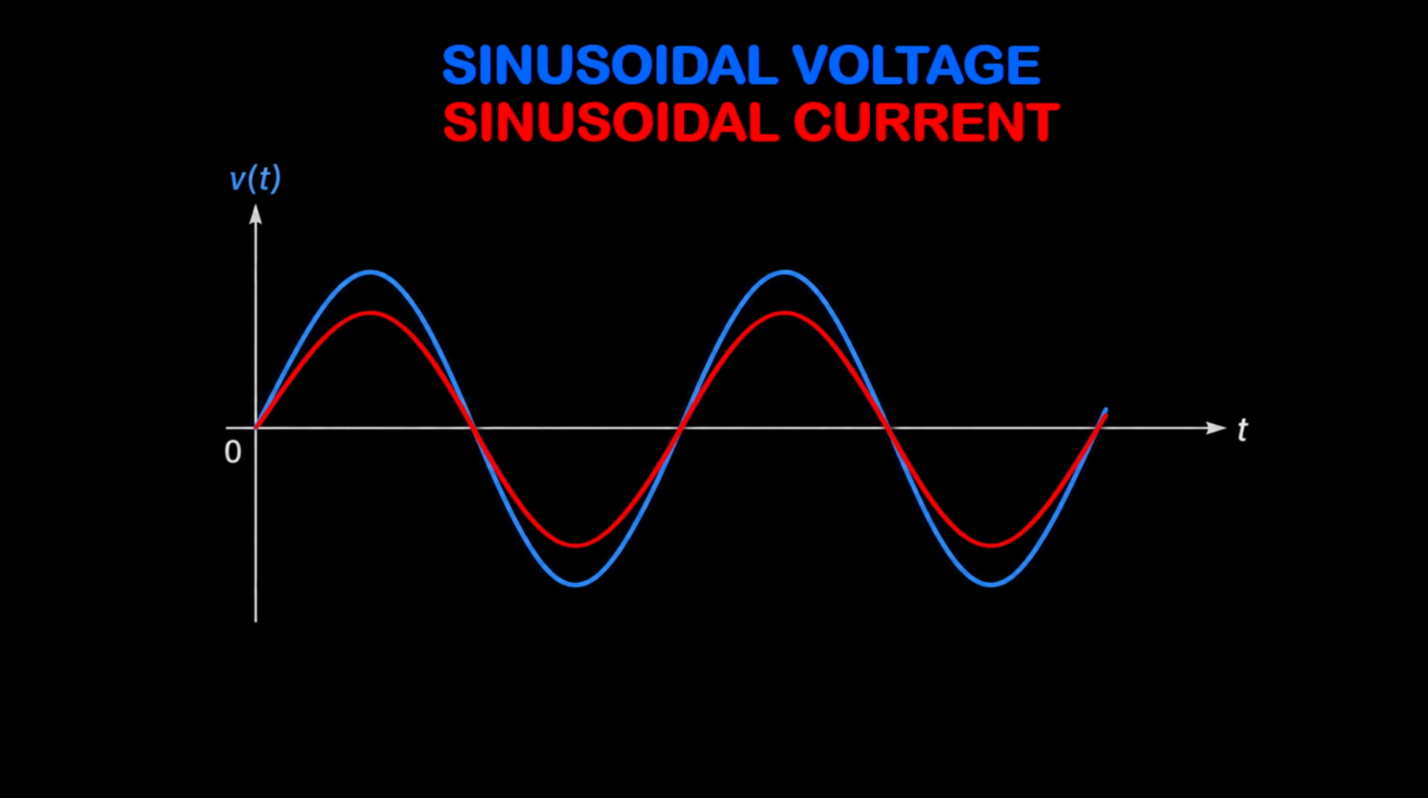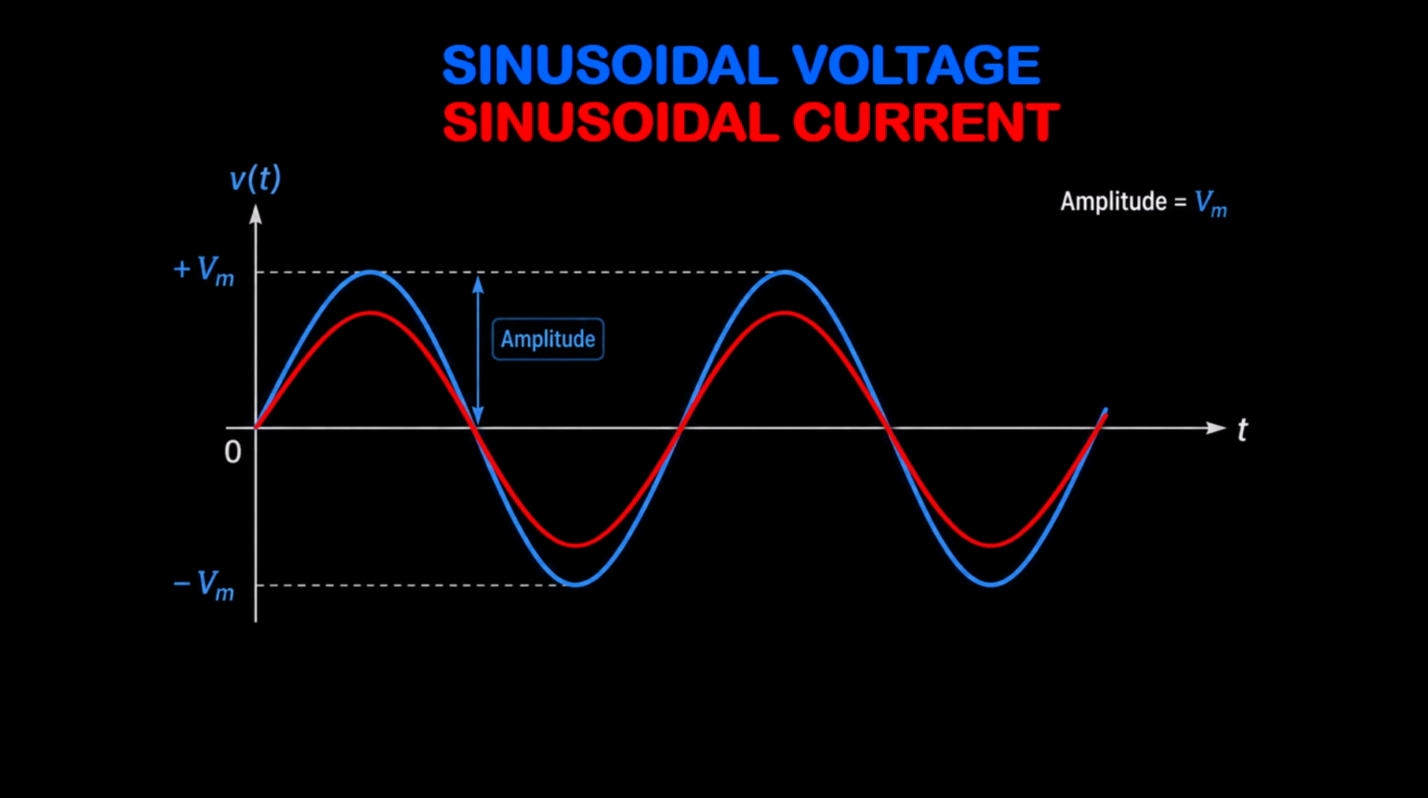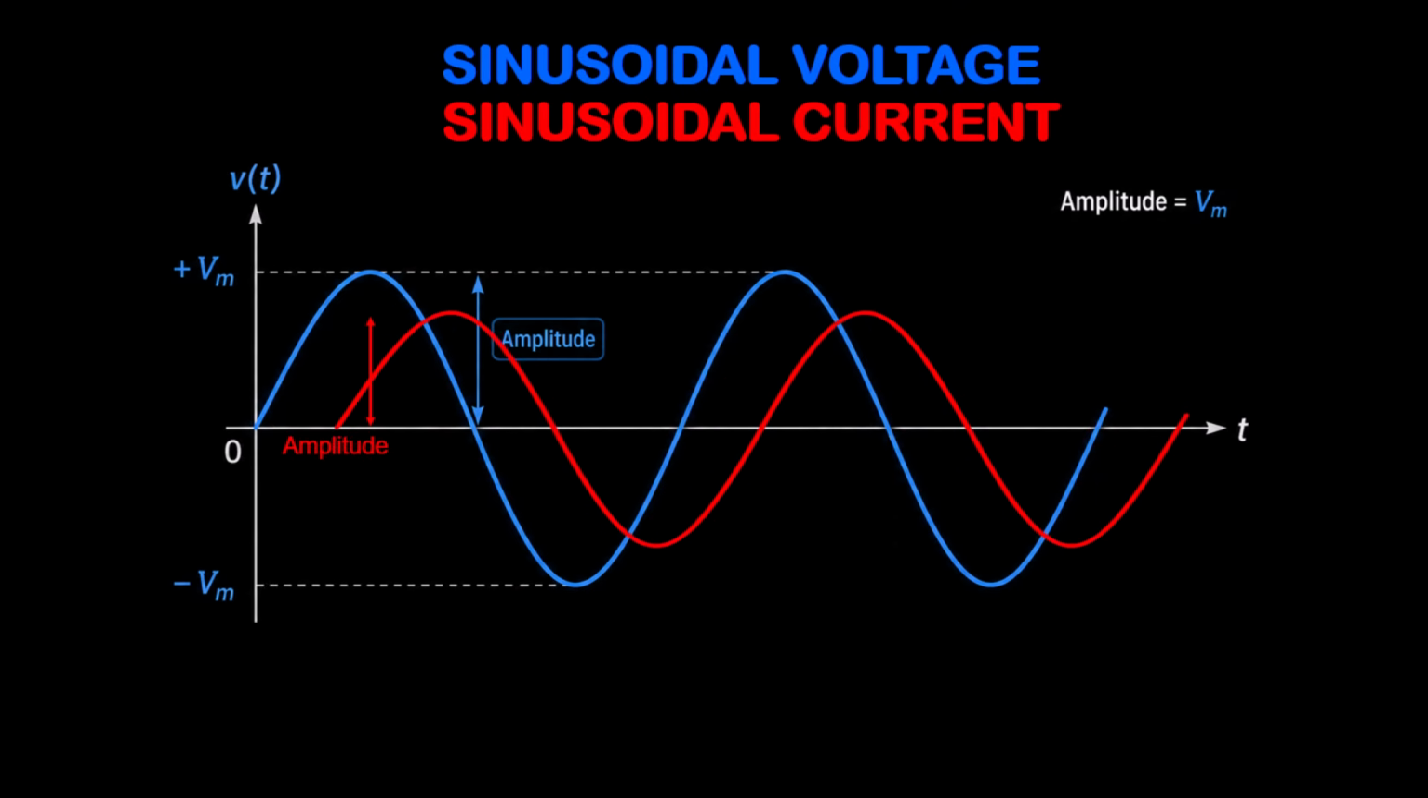Why this happens is an interesting topic by itself, and I'll explain it in another video. For now, let's simply accept this fact and focus on what it means. By the way, the frequency is fixed, we already know it, so we can ignore it for now. Let's compare the voltage and the current. The voltage has an amplitude. The current also has an amplitude. But there is something new.